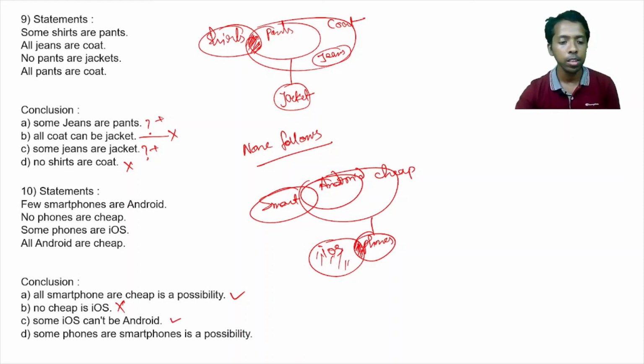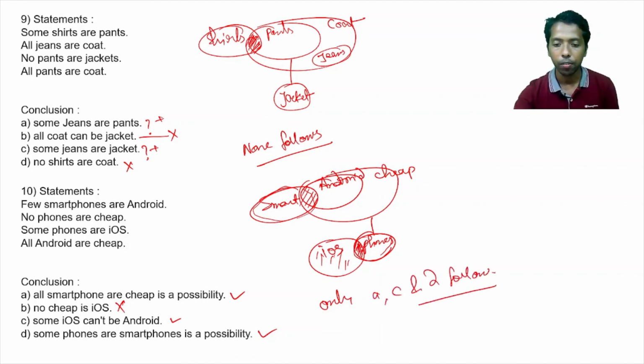Right? Some phones are smartphone is a possibility. Some phones, this is common region, right? But some smart are not phones, that would be definitely correct. Some smart, that means this common region, then we can deal with that some smart are not phones, that would be correct. But it's talking about some phones are smartphone is a possibility. Yes, surely it's possible. There is no definite relation, only thinking about the phone part and smartphone part, right? So there is no definite relation, so possibility case would obviously be a good choice as the correct one. So this is also correct. So only A, C and D follow, right?